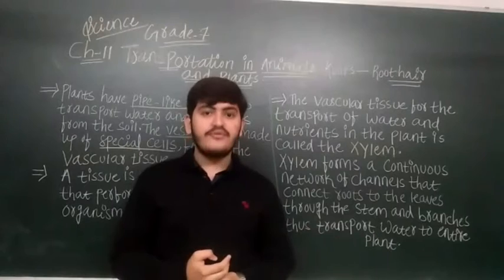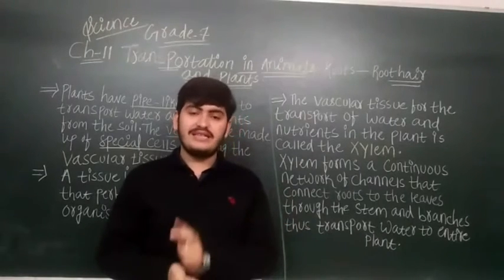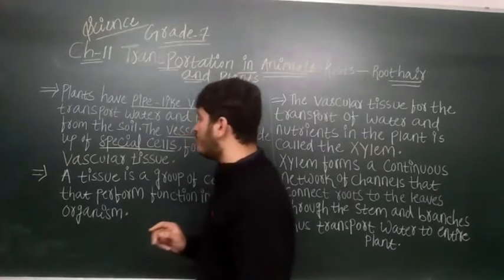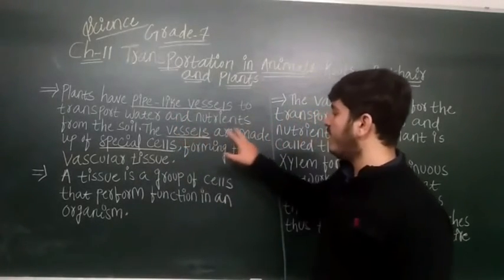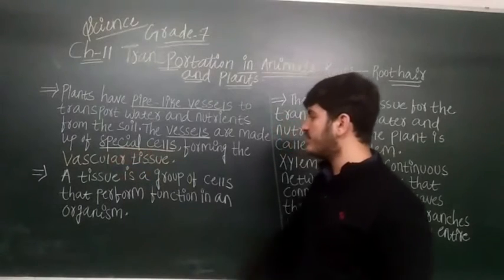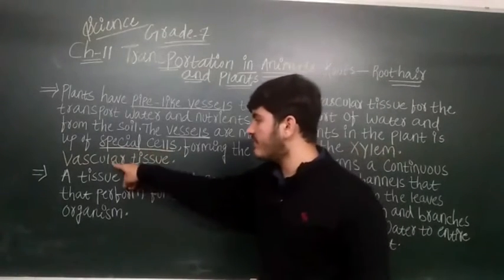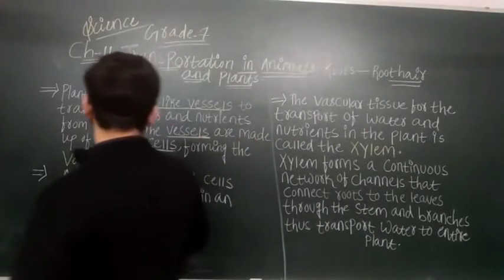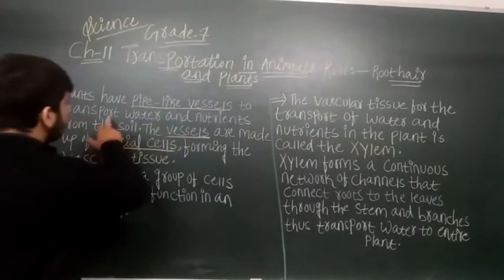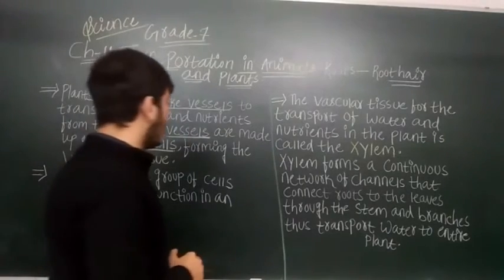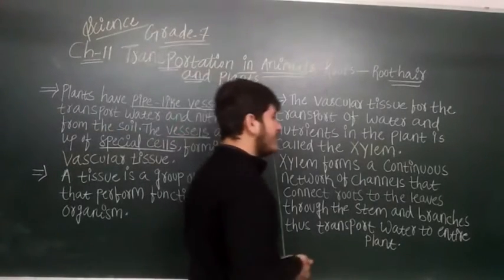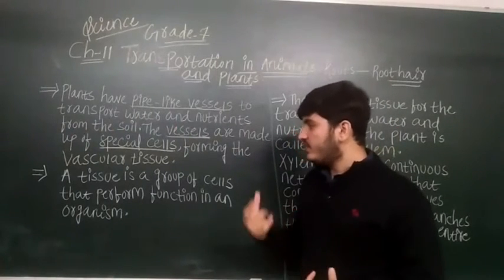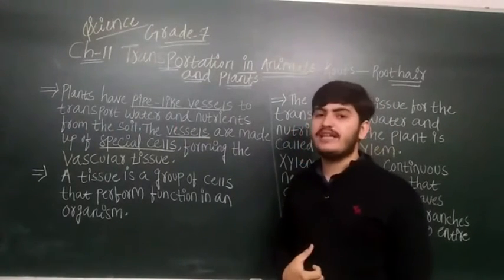When they are working for our body, they generate waste known as toxic, and it is removed from our body. So what are vessels made up of? They are made up of special cells, and what are they forming? The vascular tissue. Now first of all, why do plants have pipe-like vessels? They transport water and nutrients from the soil, and what are vessels made of? Special cells. What are they forming? They are forming the vascular tissue. Now first of all, the question is: what is tissue made up of?